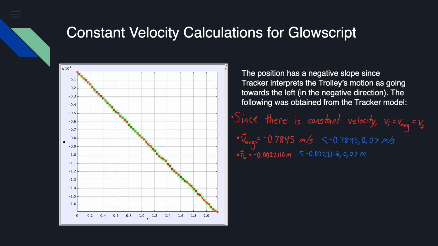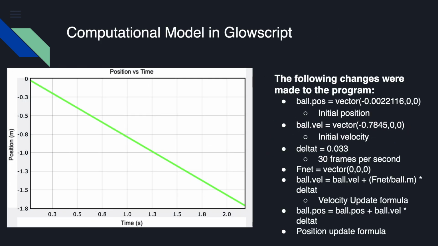This model also helped us obtain the fact that since there's constant velocity, the initial velocity, average velocity, and the final velocity are all the same. The average velocity is equal to negative 0.7845 meters per second. The initial position was also revealed to be negative 0.0022116 meters.